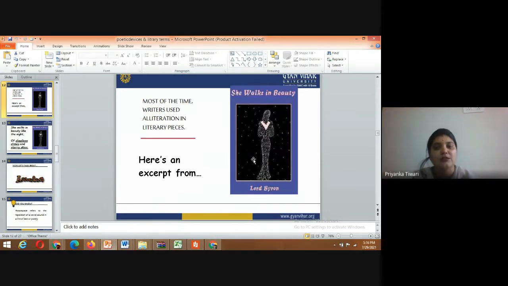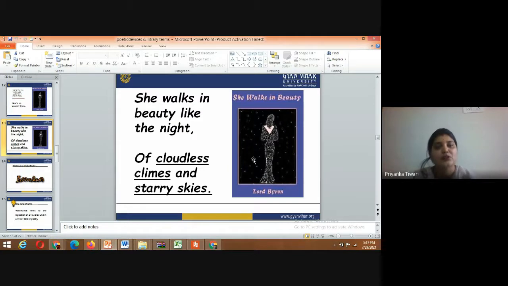Most of the time, writers use alliteration in literary pieces in exactly this form. So this is very important. Most writers have used alliteration and assonance in English literature. This is a very important literary term. She walks in beauty like the night of cloudless climes and starry skies.